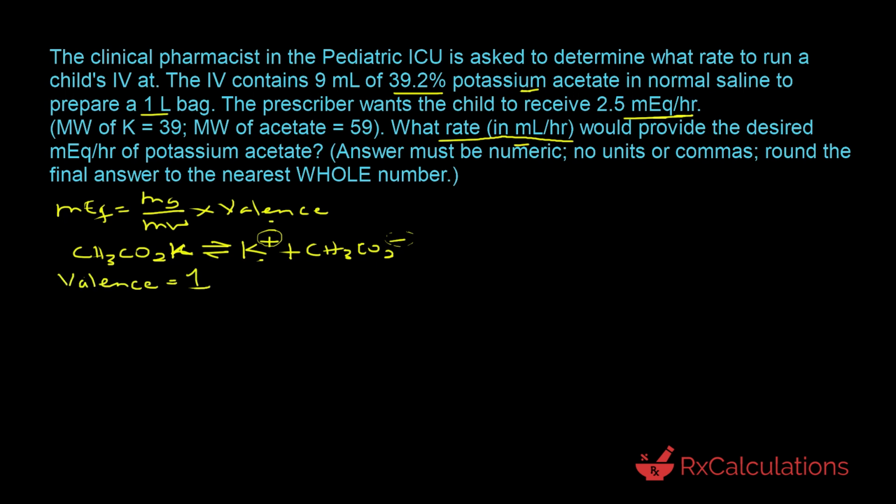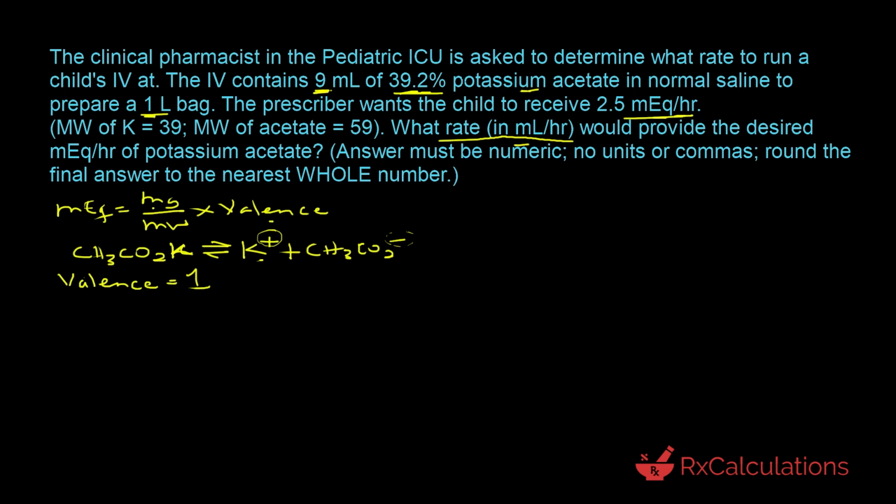Now, the next piece that we need to use the milliequivalent equation is to find the quantity of the substance in milligrams. And that information is not given to us explicitly in the question, but we're going to make use of the percentage concentration and then the volume that was taken to determine the actual amount of potassium acetate that will be present in the 1 liter bag. Because as the question implies, you're going to take 9 milliliters of this solution, which has a concentration of 39.2% potassium acetate, and then you're going to put the 9 milliliters in the 1 liter bag, which means that all of the potassium acetate in this 9 milliliter volume is going to be present in the 1 liter bag.